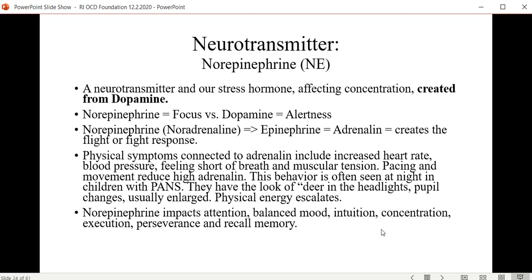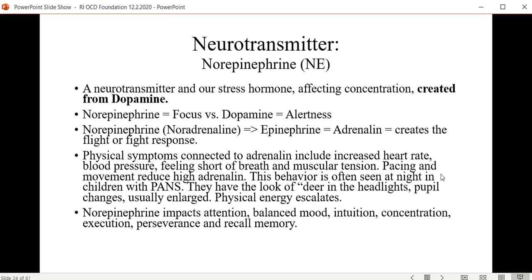Now, dopamine is also connected to norepinephrine. Norepinephrine is another of the three biggies, neurotransmitter it's called. It's our stress hormone. Another word for it is noradrenaline. So noradrenaline becomes adrenaline, your fight or flight chemistry. But it creates dopamine. So it is also involved in this, and this is where you see a lot of the anxiety. You see these pupils that are huge on these kids, or they're really tiny pinpricks because their adrenaline is high.